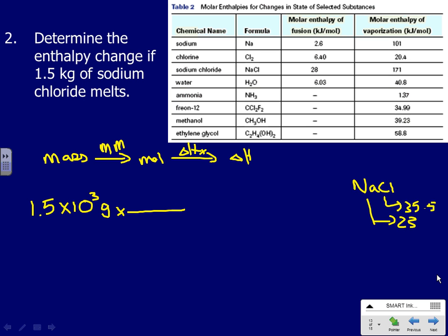35.5, 23, 58.5. Notice I'm looking at the clock and I really don't care if you know what I'm doing at this point or not. Watch the movie. I've turned it into 58.5 grams per mole. I want to get rid of the grams. 58.5 grams per 1 mole.